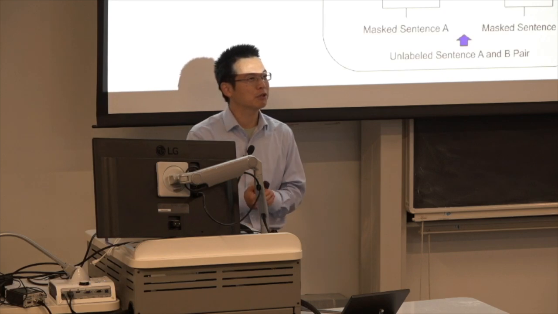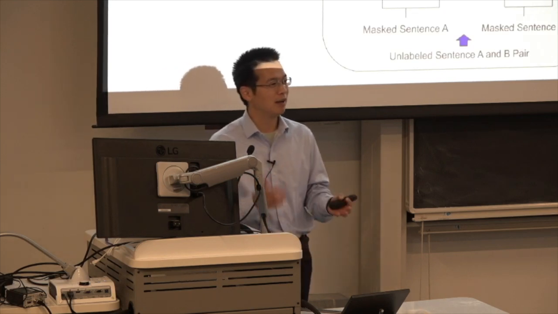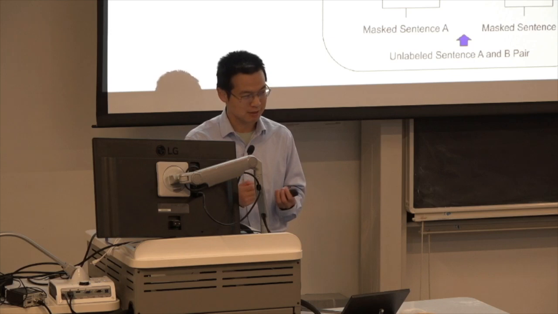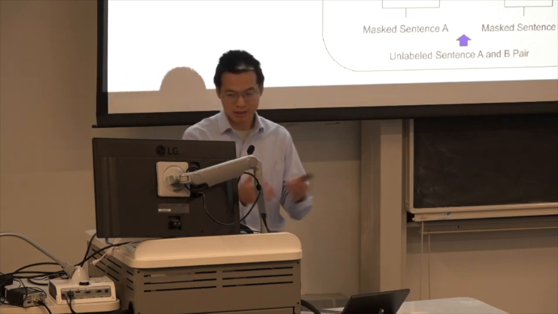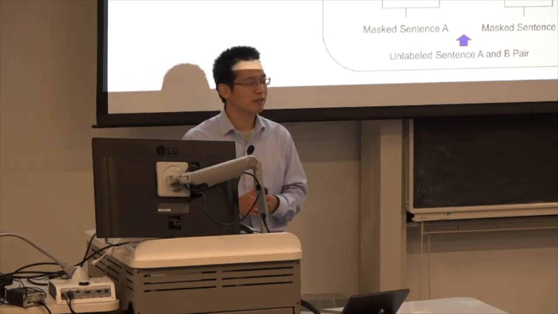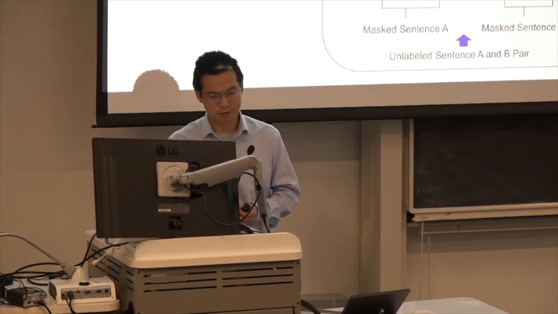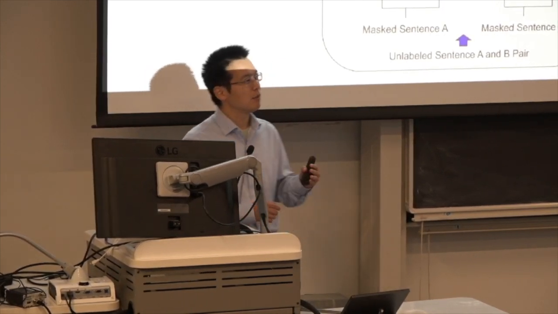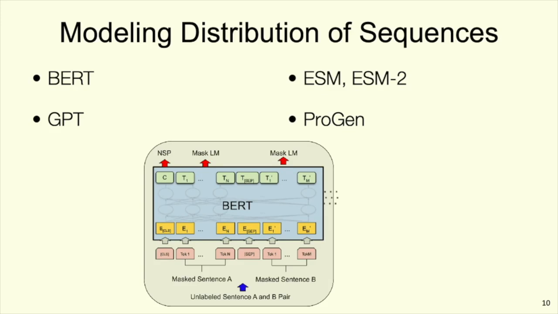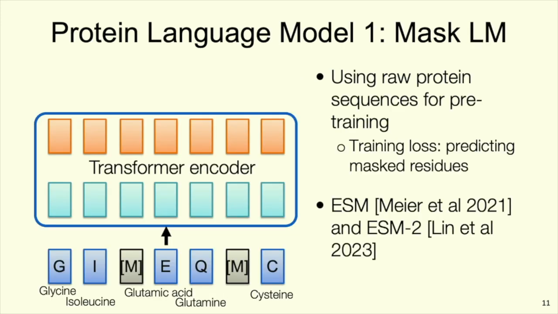And we have very good tools to process these discrete sequences. For language, we have BERT, GPT. Similarly, for these chemical sequences, there are similar models called ESM, ESM2. Those are similar to BERT. I will introduce in a minute. ProGen, which is pretty much the protein version of GPT. So we can borrow the same idea from NLP.